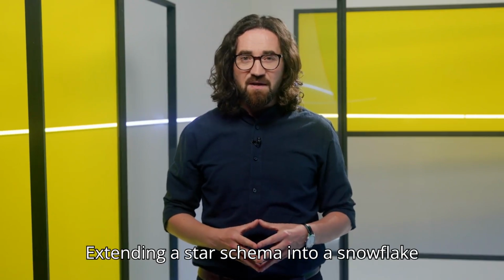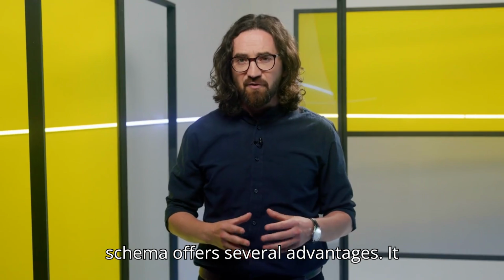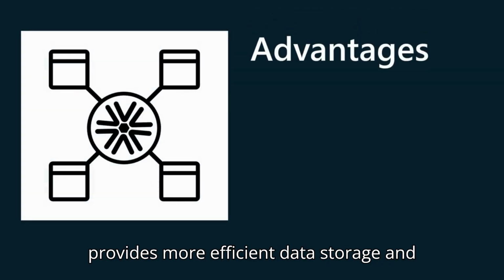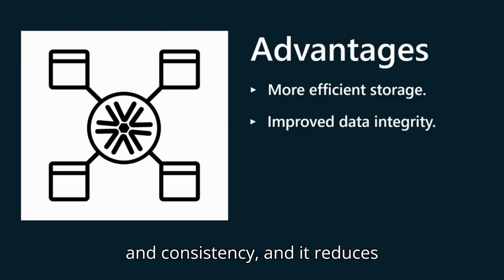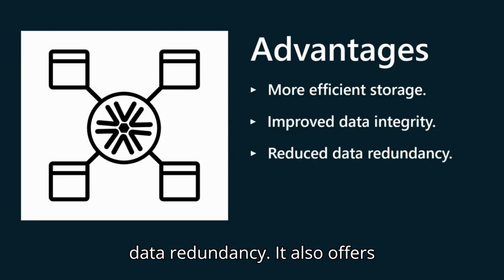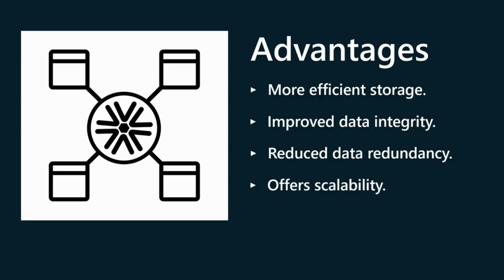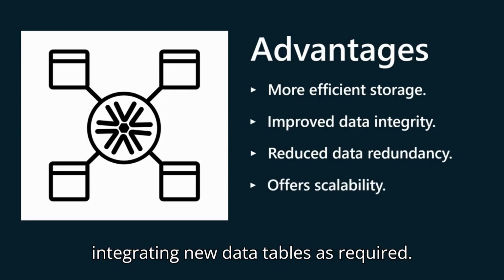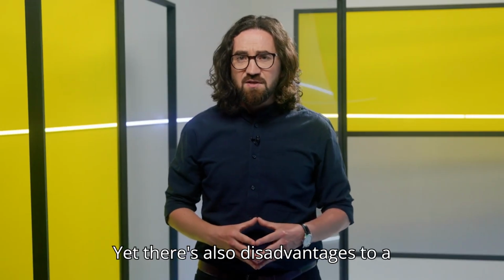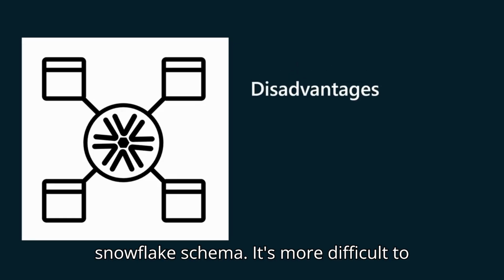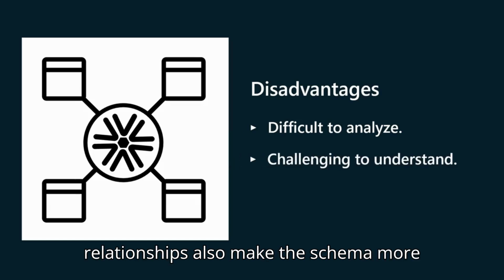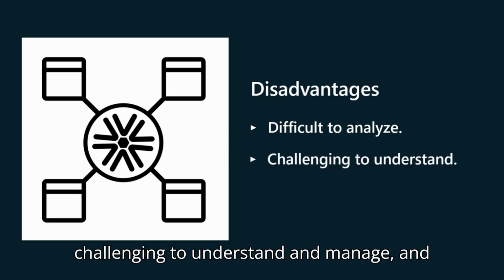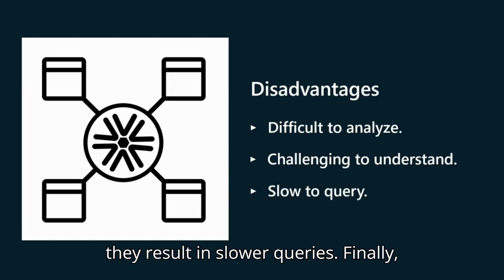Extending a star schema into a snowflake schema offers several advantages. It provides more efficient data storage and retrieval. It improves data integrity and consistency, and it reduces data redundancy. It also offers scalability and flexibility by integrating new data tables as required. Yet there's also disadvantages to a snowflake schema. It's more difficult to perform data analysis because of the extra relationships. These new relationships also make the schema more challenging to understand and manage, and they result in slower queries.